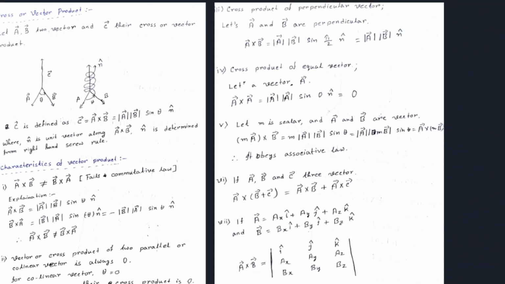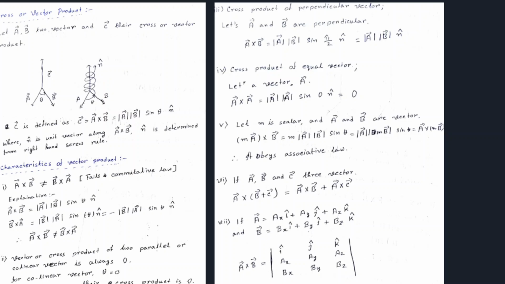Now go to the cross product or vector product. It is a little more complicated than the dot product before. If a and b are two vectors and c is their cross product, then c can be defined as a cross b is equal to ab sine theta n cap. This n cap is the unit vector along the resultant. It can be determined by the right hand screw rule.